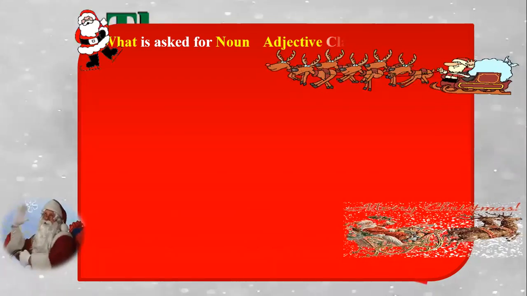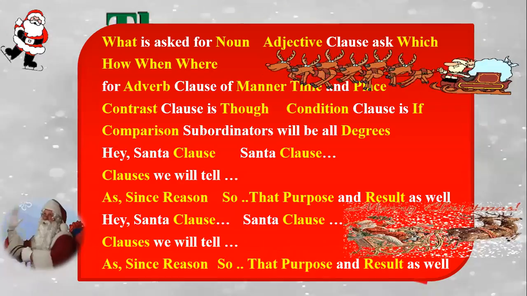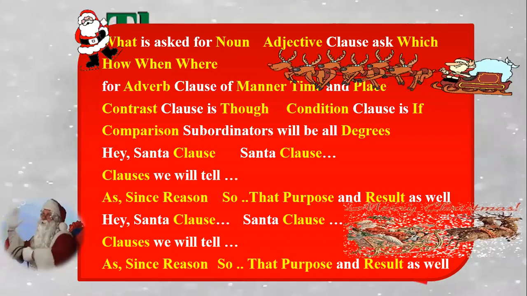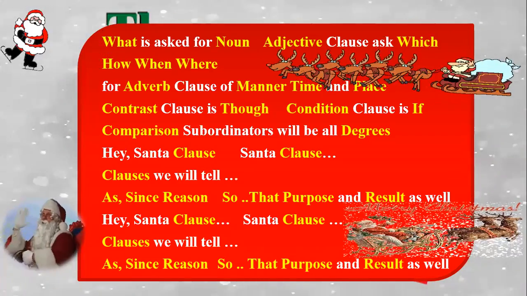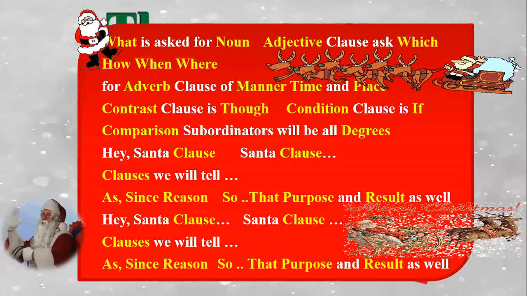What is asked for noun? Adjective clause, ask which. How, when, where, for adverb clause of manner, time, and place. Contrast clauses, though.